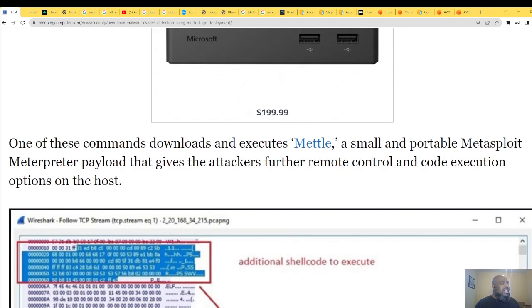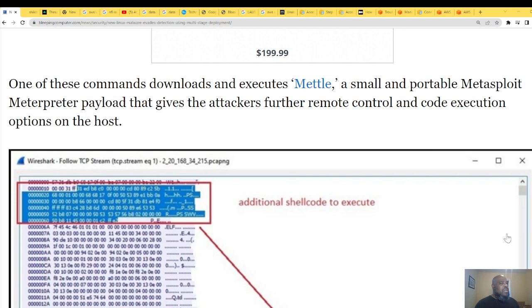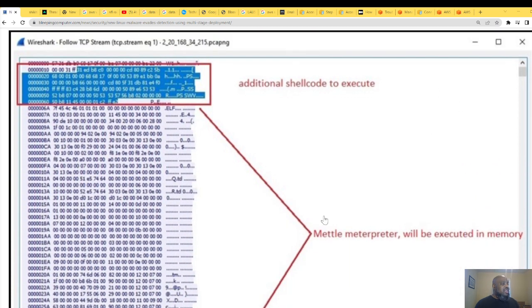One of these command downloads a Metasploit, a small portable Metasploit exploit, an Meterpreter payload that gives the attacker further remote control and code execution operations on the host. So right there, that's the Metasploit exploit, additional shell code, just that little block right there. That'll be executed in memory, right?